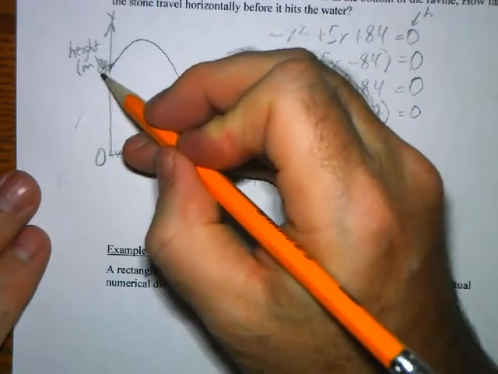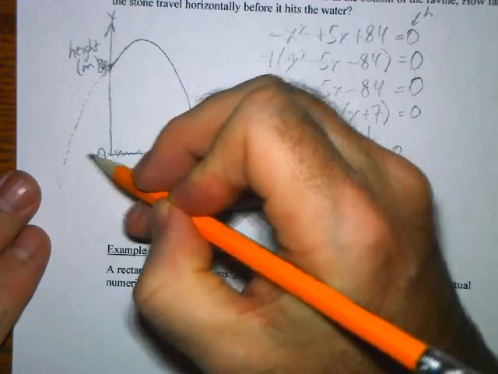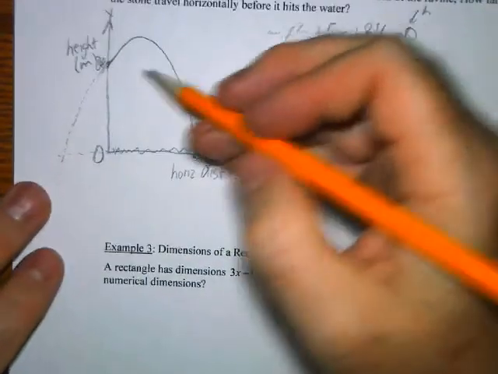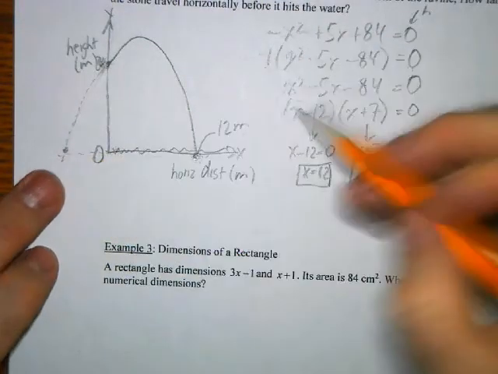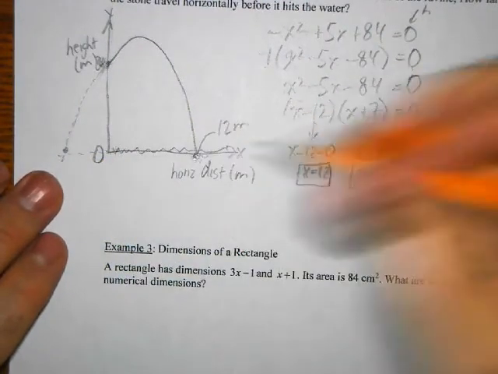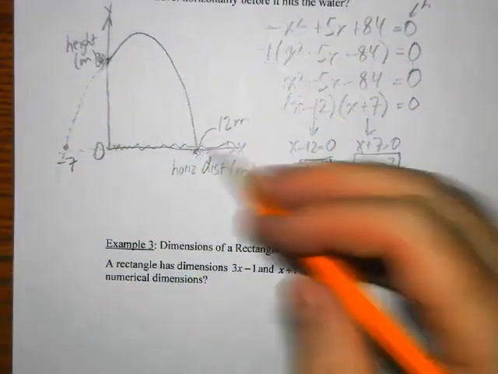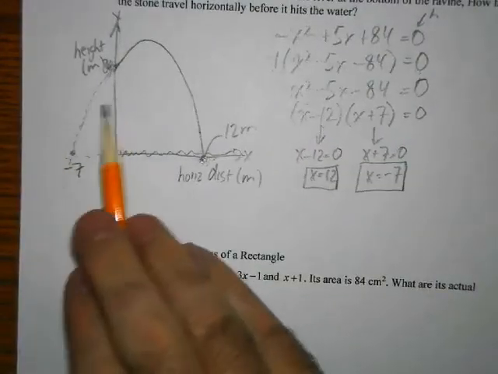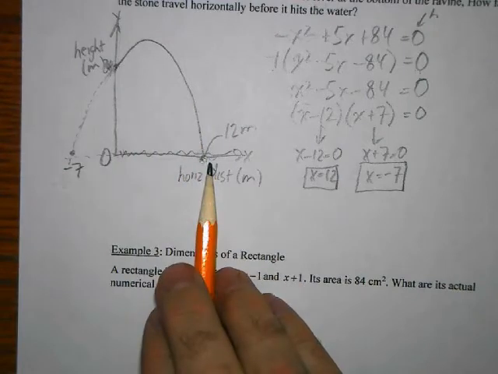Basically, this would be behind the person throwing the stone, and the stone isn't going to go there because the stone is being thrown forward. But the actual equation of the parabola has two values where the height is 0, and this value here is negative 7. That's not valid, because we can't have negative values of x, because the stone is going only in the forward direction.